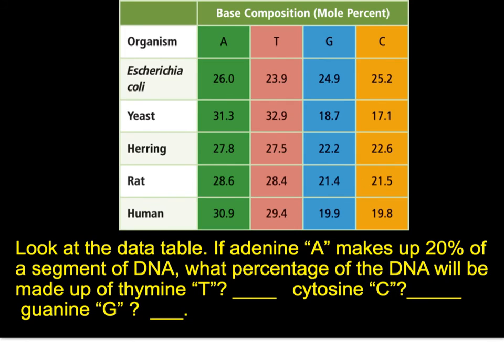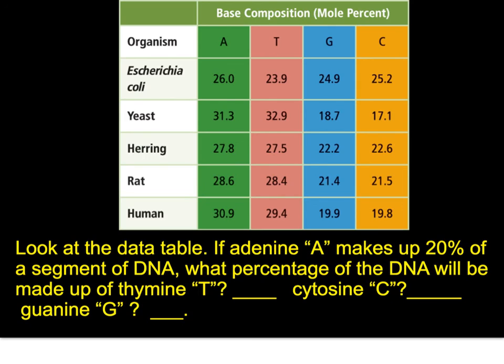So knowing that, you should be able to answer this question, I'm hoping. It's just a math question. What it's saying is that if adenine makes up 20% of a segment of DNA, what percentage of DNA will be made of thymine, cytosine, and guanine? So just pause the video for a quick second and try to do that.